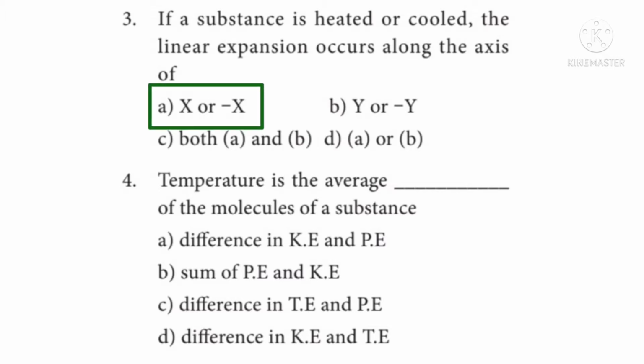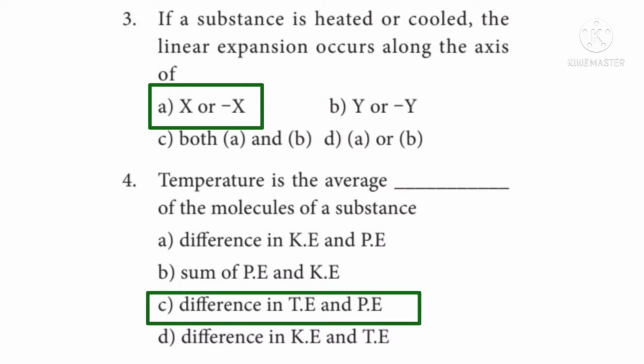Question number 4. Temperature is the average dash of the molecules of a substance. Options A. Difference in kinetic energy and potential energy. B. Sum of potential energy and kinetic energy. C. Difference in total energy and potential energy. D. Difference in kinetic energy and total energy. The correct answer is option C. Difference in total energy and potential energy.